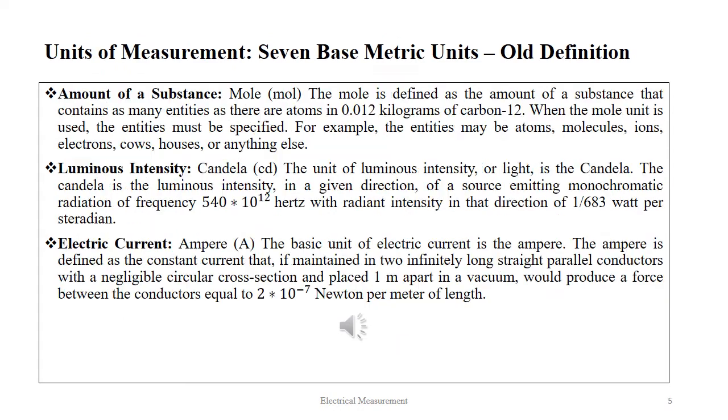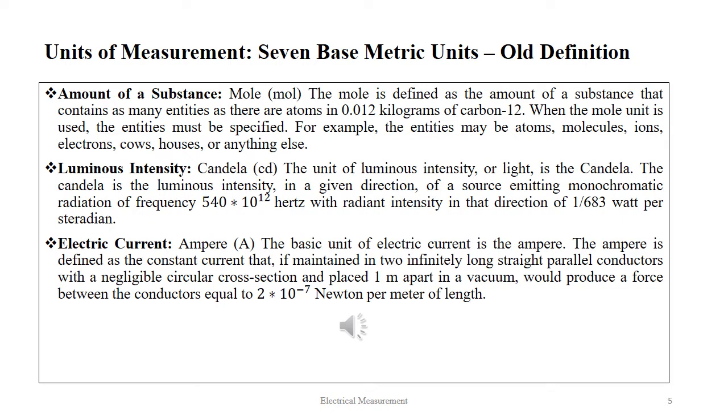The fifth fundamental unit is amount of a substance. The mole is defined as the amount of a substance that contains as many entities as there are atoms in 0.012 kilograms of carbon-12. When the mole unit is used, the entities must be specified. For example, the entities may be atoms, molecules, ions, electrons, cows, houses, or anything else.